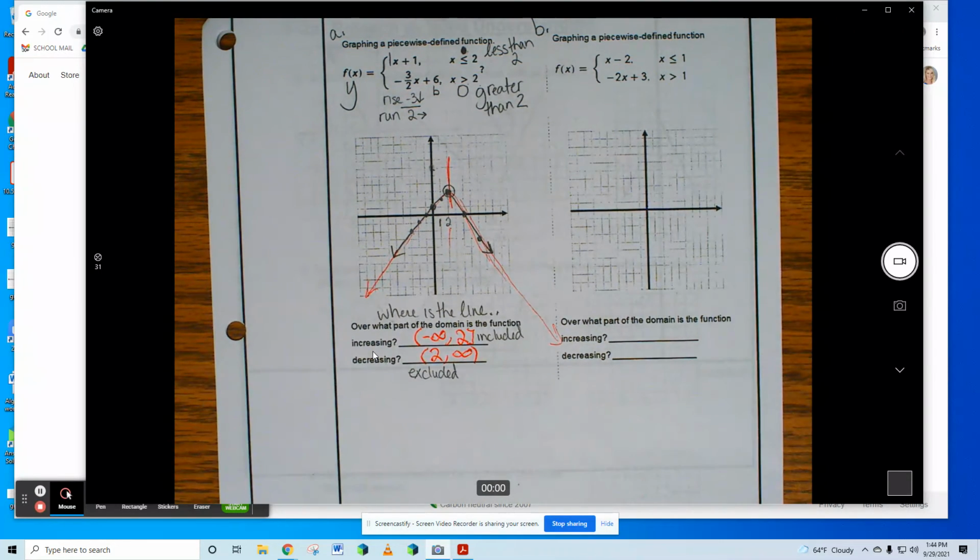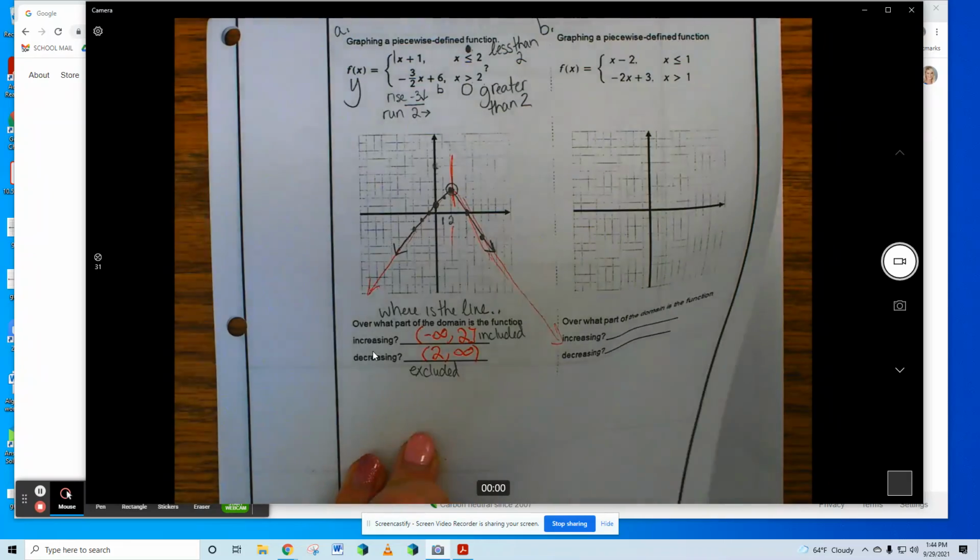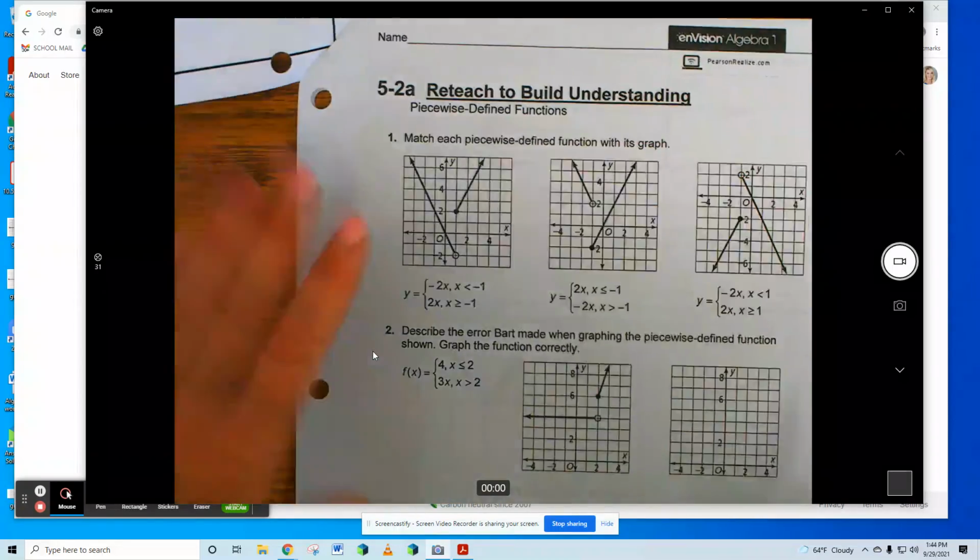Okay, I'm stopping at A because I know that this is hard. It's hard to understand. It's hard to know where to erase. The open circle, closed circle part, that's also hard. The only thing that you have for homework is right here. Turn the page. It's this number 1 right here.